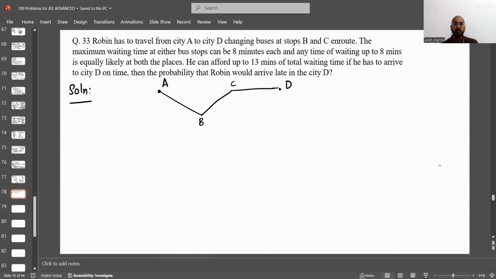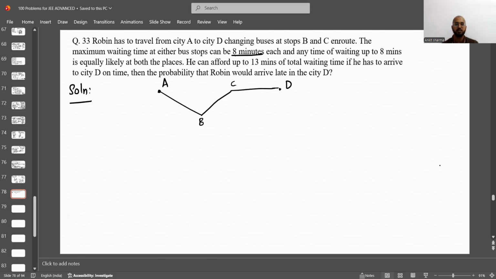And now let's see. The maximum waiting time at either bus stop can be 8 minutes each, and any waiting time up to 8 minutes is equally likely at both places. Okay, so he can afford up to 13 minutes of total waiting time if he has to arrive in city D on time. So what is the probability that Robin would arrive late?